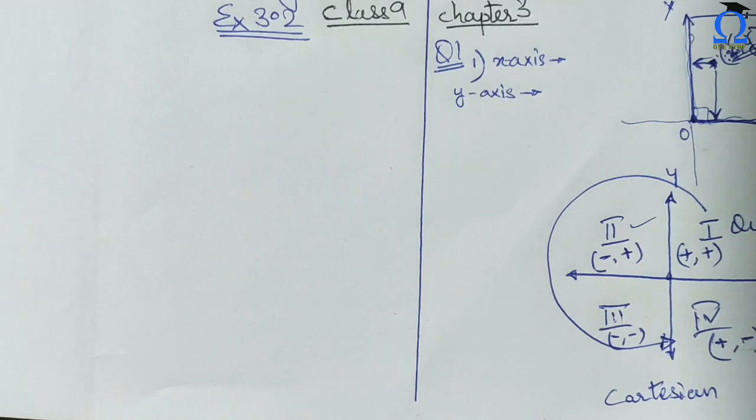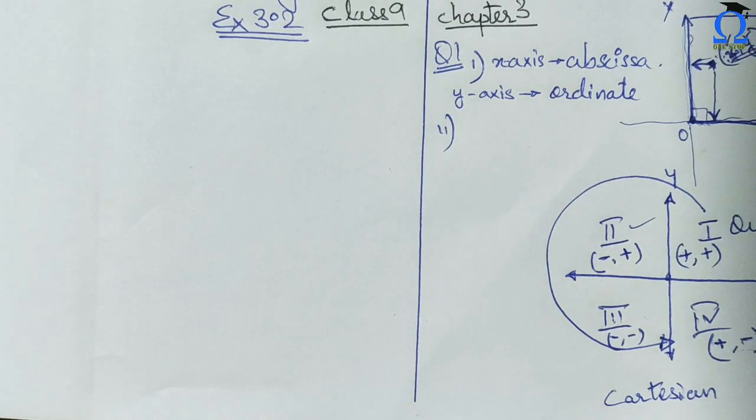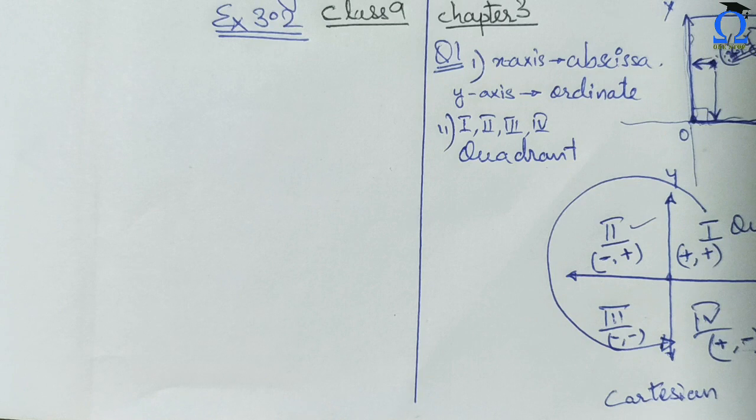So first of all, x-axis is known as abscissa. Okay, remember the spelling here. And the y-axis is known as ordinate. Understood? Now the second part, they are asking about the name of the parts formed by these two lines. So 4 parts are formed, and those 4 parts are known as quadrants. Okay, first quadrant, second quadrant, third quadrant, fourth quadrant.